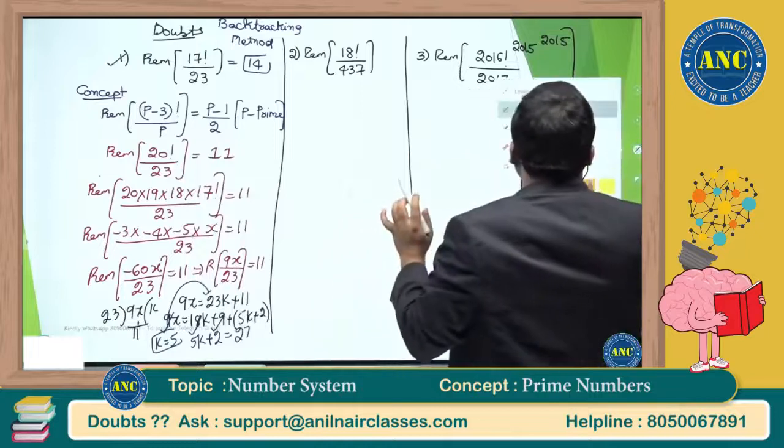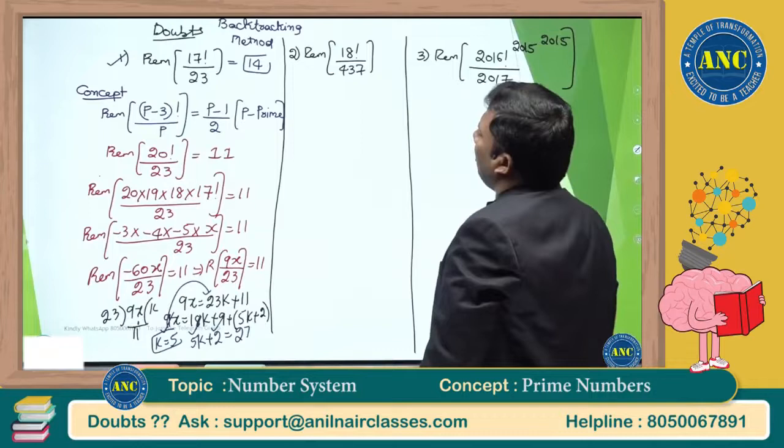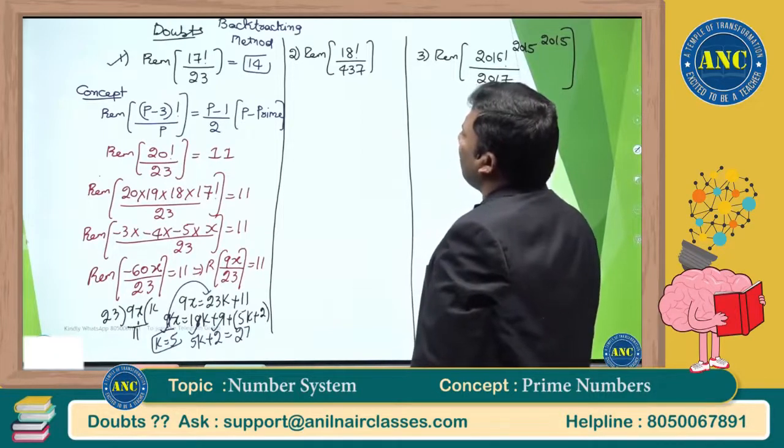Second one. Sir, 18 factorial divided by 437.